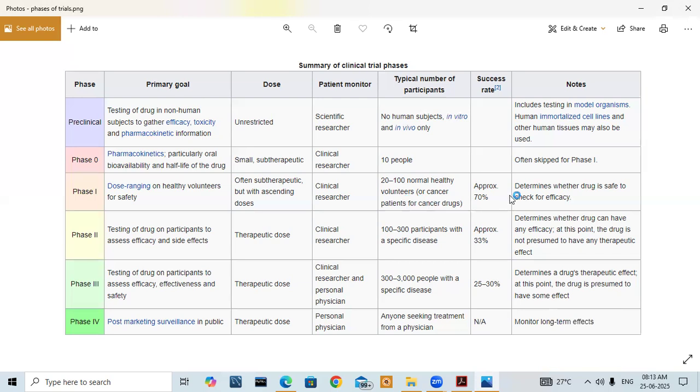And here the success rate of the phase 1 study is 70%. What does it mean? 70% of the drugs will pass this phase 1 study, and 30% will fail in the phase 1 studies. So this is used to check the safety of the drug before using the drug. We want to check the safety of the drug, and for that purpose the phase 1 studies are done.